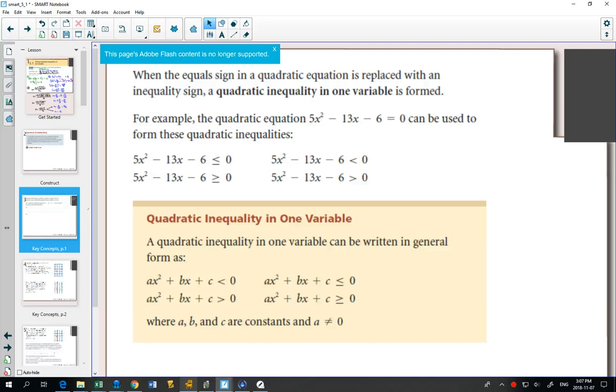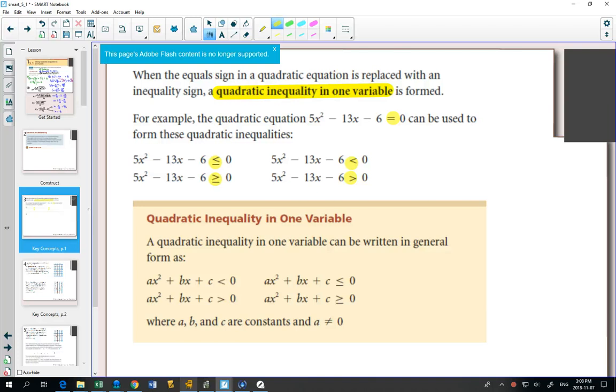So instead of an equal sign, this unit is about quadratic inequalities. What's happening to our equation that we had before, which was equal to 0, is that now we're going to solve equations that have less than or equal, less than, greater than or equal, or greater than. And it combines our idea of graphing and solving together.